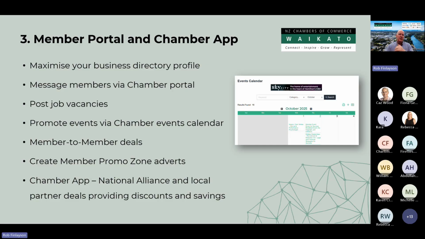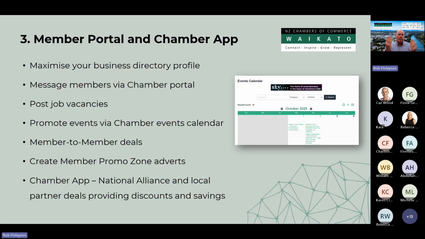So load your events into the event calendar, but you can only do 2 of those per month. This is just to stop some organisations downloading 28, 30, 31 events on every day of the month. You can also create member promo zone adverts. So this is an advert that you can create in the back end of the portal, all about your business and your services. You submit that, we review and approve. That then also drops into our website.